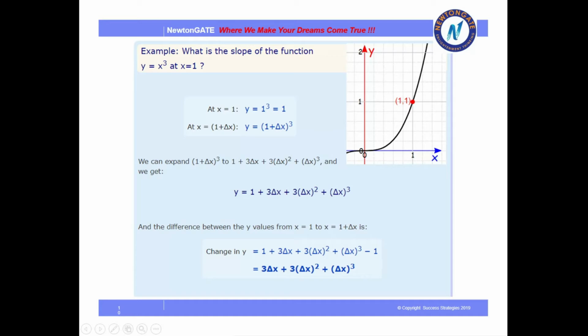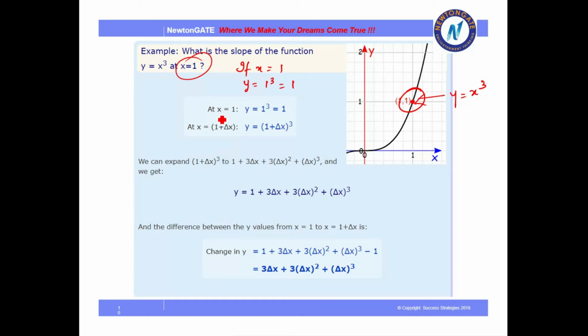So for starters, let us find the slope of the function y equal to x cube at x equal to 1. As given, it is the graph of the function y equal to x cube, and we are to find the slope of the function at x equal to 1. At x equal to 1, y is 1 cube, which is again equal to 1. So this is the exact position where we have to find the slope of the function.